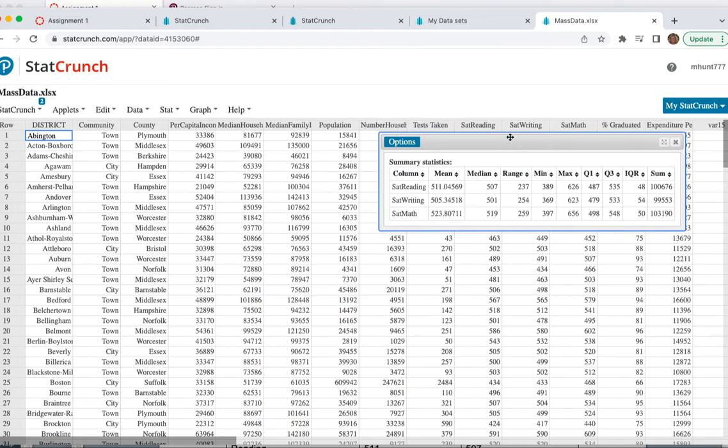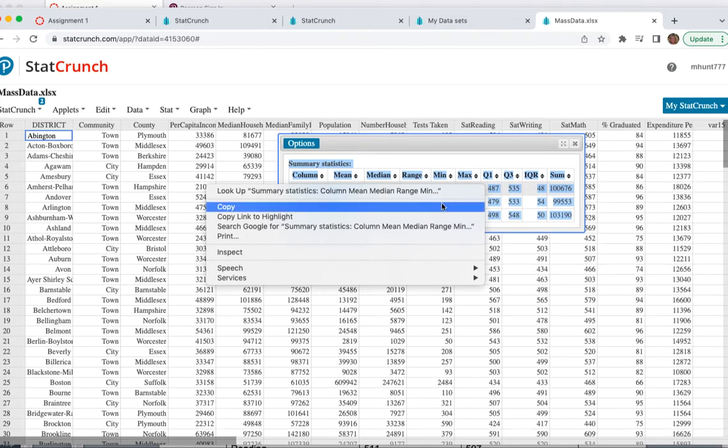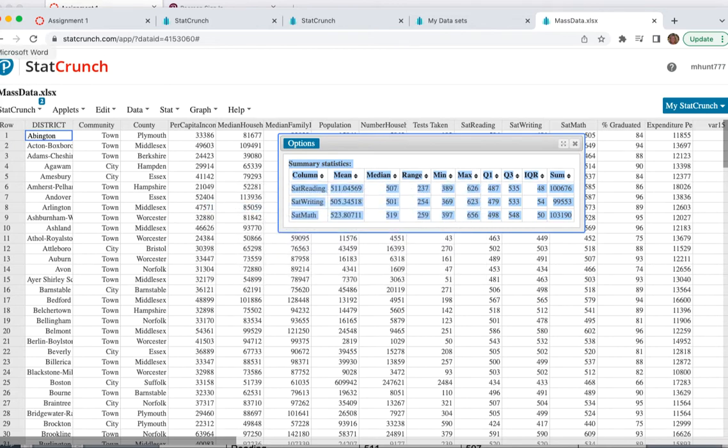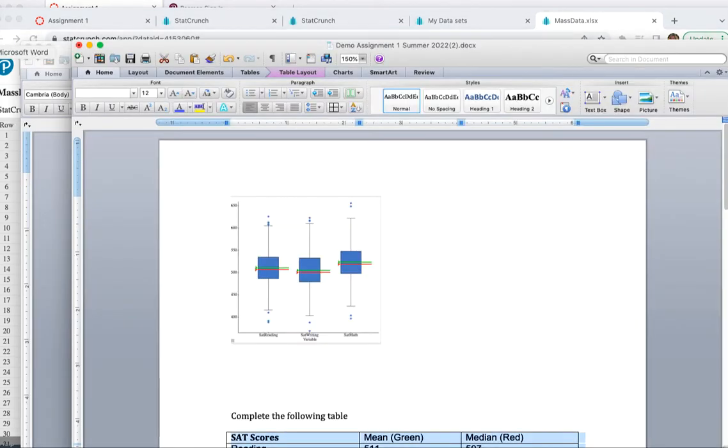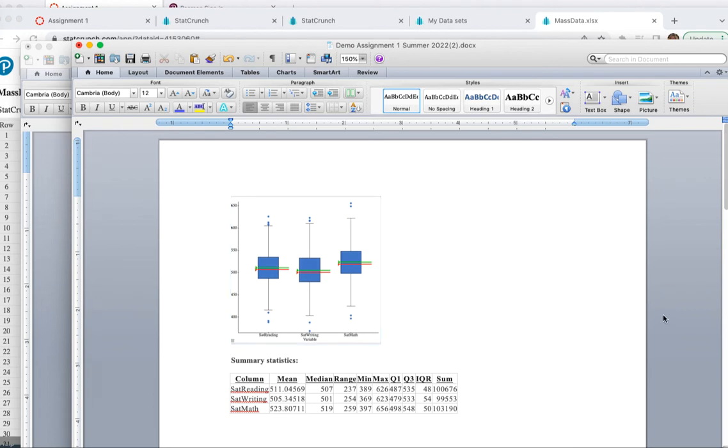And we have this lovely table that has all of those summary stats. I'm going to highlight it, and I'm going to do a copy and then go over to my document, and I am going to paste it into my document. There it is.